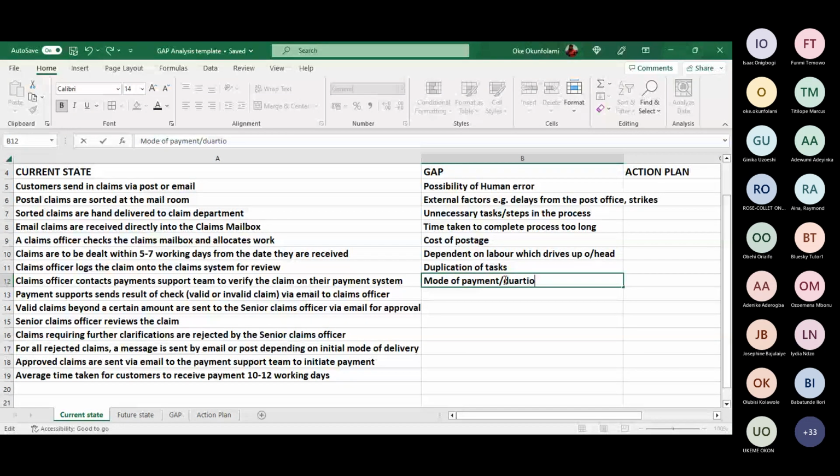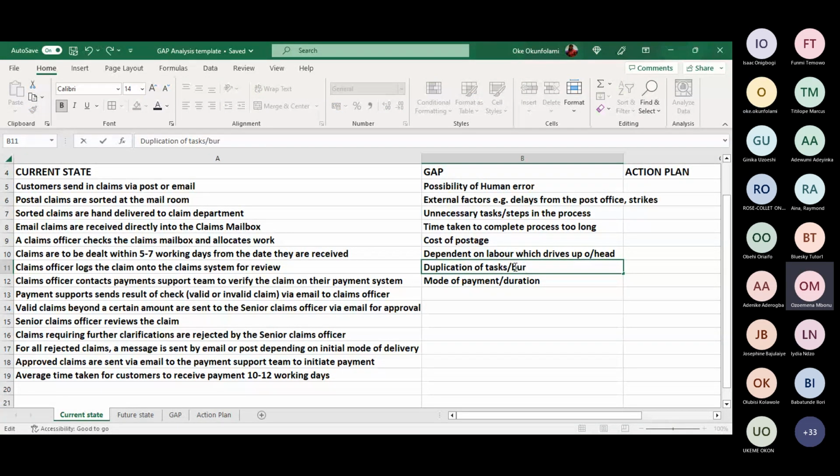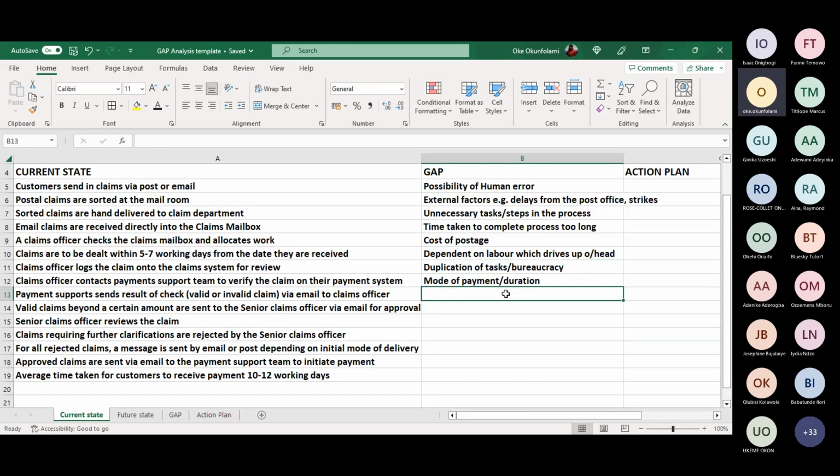So we've got Jose Mena. Okay. What I wanted to say in terms of duplication of the task was in terms of there's a bit of bureaucracy in the whole system. So we need to find a way to reduce it. How will I spell this one again? Okay, that's correct. So that's the bureaucracy.